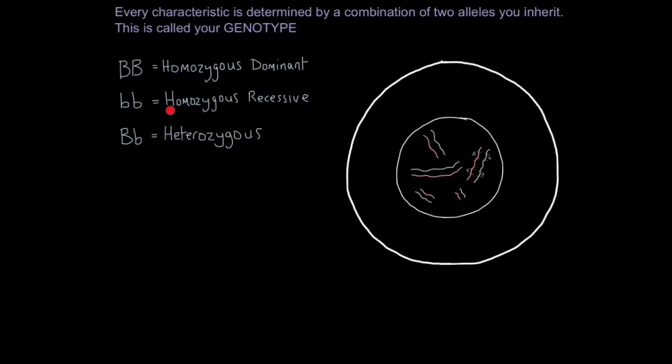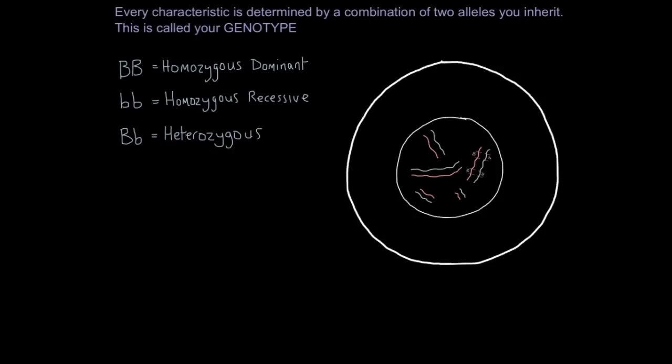You can also be homozygous recessive, and if you are, your genotype will be small letter, small letter. And finally, you can be heterozygous. That means you contain one dominant and one recessive allele for that characteristic. But if you are heterozygous, the dominant allele will suppress the effects of the recessive allele, so the dominant feature will express itself in your physical characteristics.